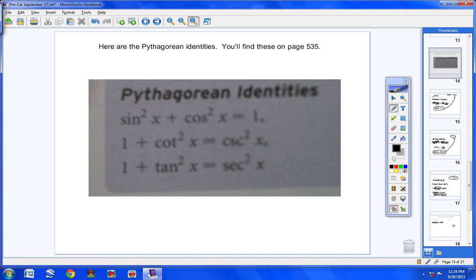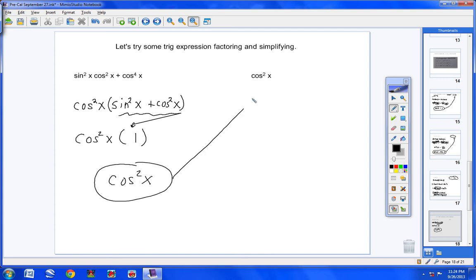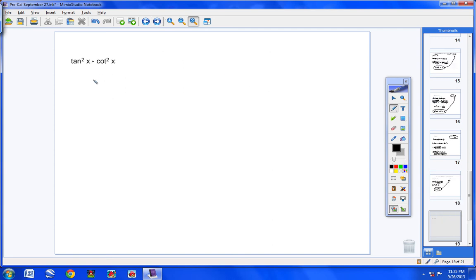Now go back to this page we were on. Look, sine squared plus cosine squared, that equals 1. So now I can put cosine squared x times 1. This whole thing equals 1. How cool is that? So now cosine squared times 1 is just cosine squared x. I did it. I matched it up. All right, let's try another one.